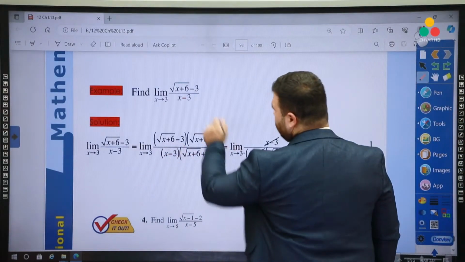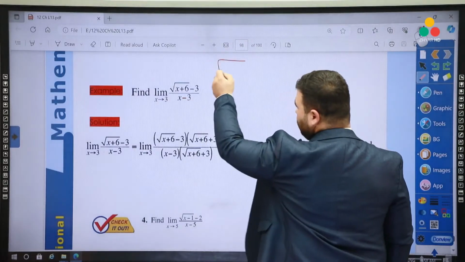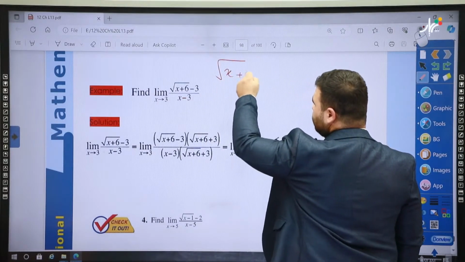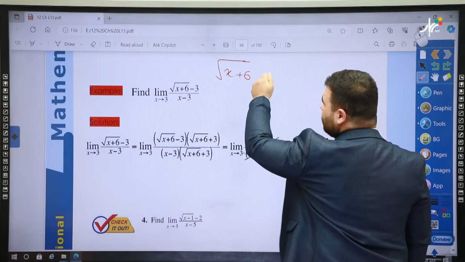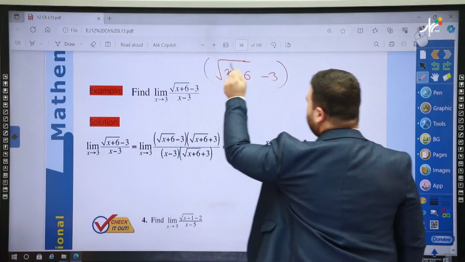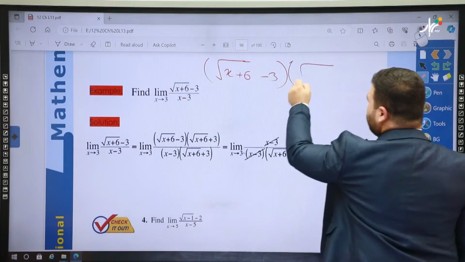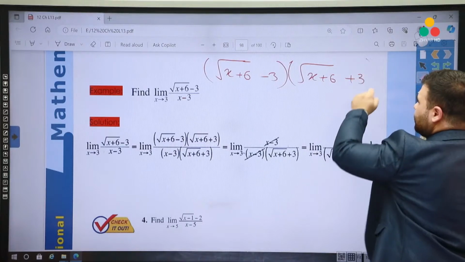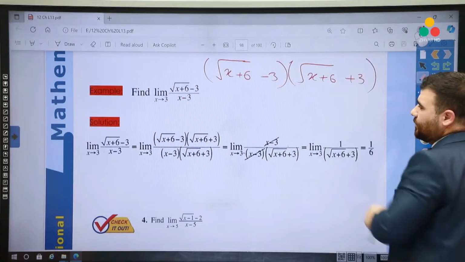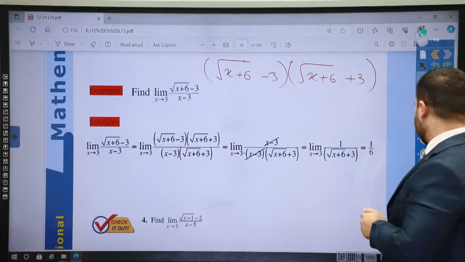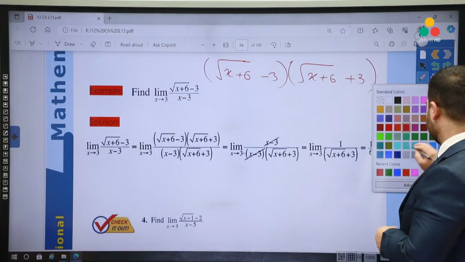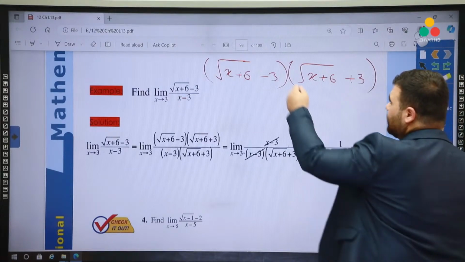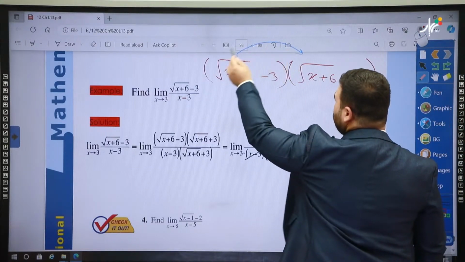I have this multiplication: square root of x plus 6 minus 3, multiplied by square root of x plus 6 plus 3. That's the conjugate. Then the first term, which is a square root, should be multiplied by both.